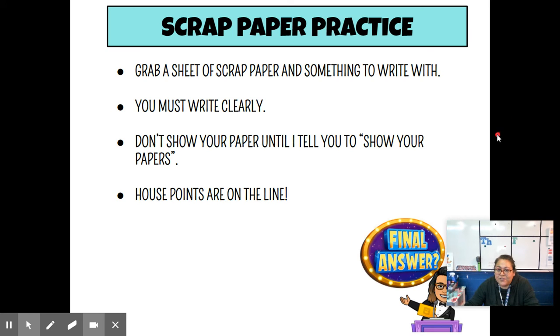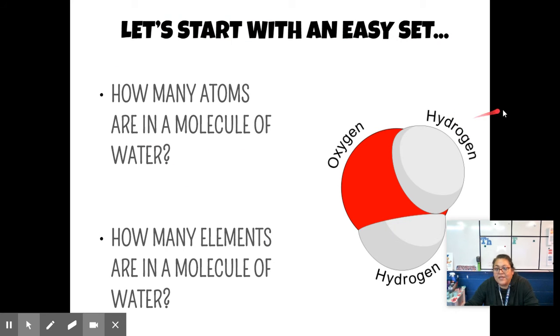Again, let's continue that scrap paper practice. You guys will pause and then check your work, okay? So let's start with an easy set. How many atoms are in this molecule of water? I visually can see it. 3. How many elements are in this molecule of water? 2, hydrogen and oxygen.